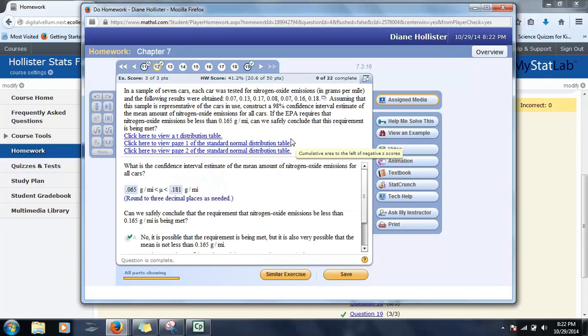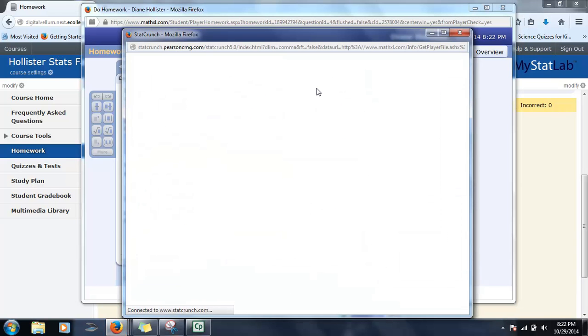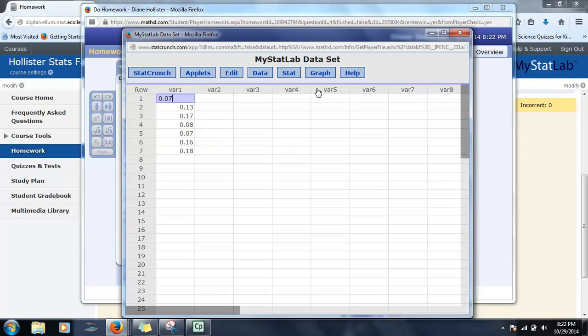Number 12 is a similar problem. It's also a t-test, only in this particular case we are given raw data. We can simply click to open this in StatCrunch. We'll walk through this example of doing a confidence interval using t.